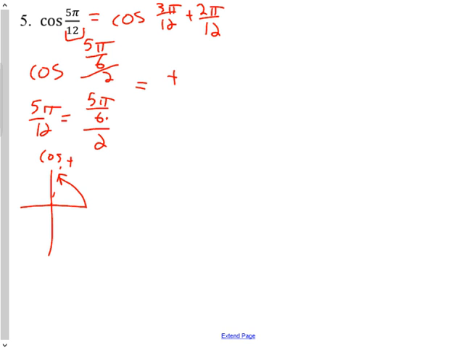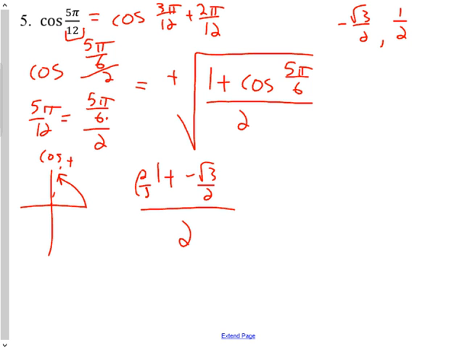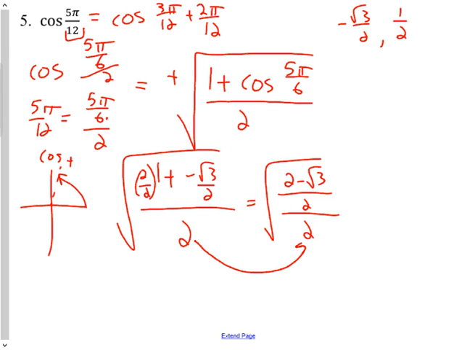So now I've got plus, and then I'm doing the same thing, square root of 1, in this case plus cosine of 5 pi 6 all over 2. Cosine of 5 pi 6 is negative root 3 over 2, so plugging it in, and now simplifying the numerator here before we square root anything, we're going to have 2 minus square root of 3 over 2 again.